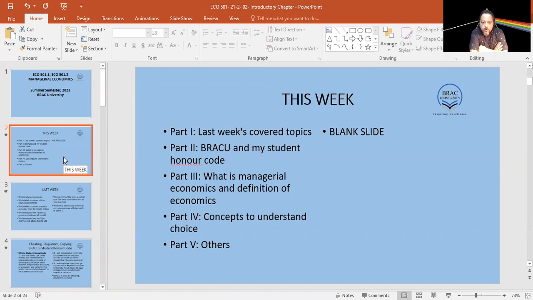In part 1, we're going to look at last week's covered topics. In part 2, we'll look at BRACU University and my student honor code. Part 3, what is managerial economics and the definition of economics. Then we'll look at 5 concepts which will help us to understand choice. In part 5, we'll look at some other topics which are relevant to the course and also to this week's lecture.